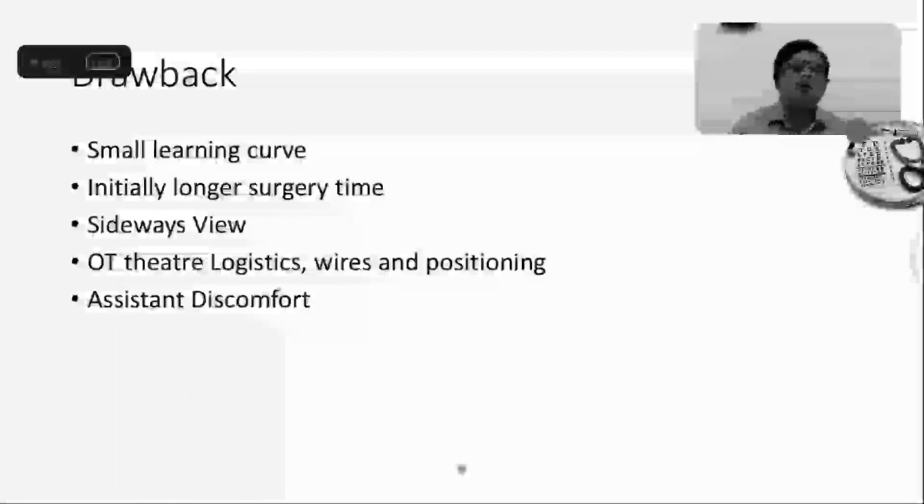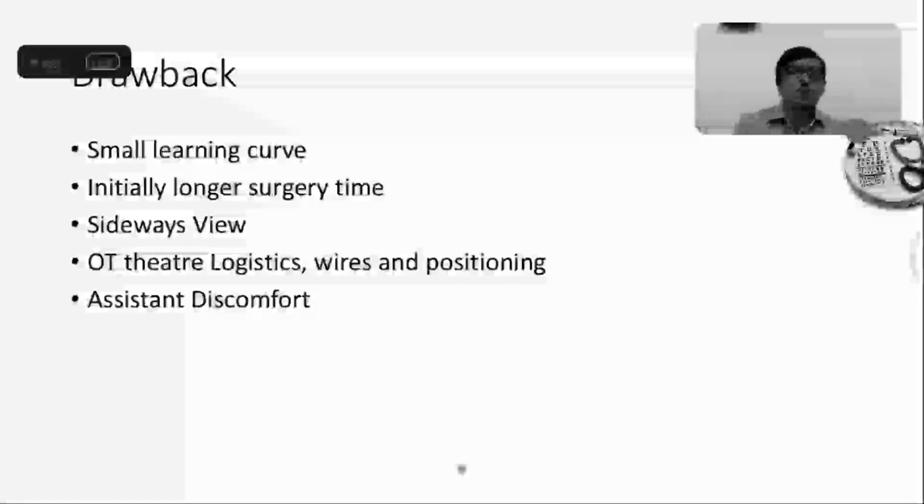There is a small learning curve. You need a couple of surgeries to get used to it. Initially it takes a longer surgery time, but when you get used to it, it's almost the same. Sideways view is another thing, because you cannot see straight. You have to look sideways, so either on the left side or right side your screen is there. This is sometimes bothersome, because if it was a straight view, the comfort level would have been much better for the surgeon.